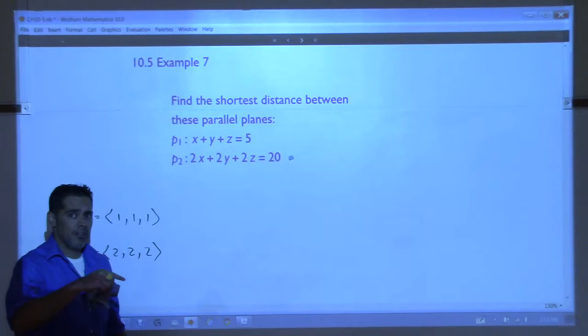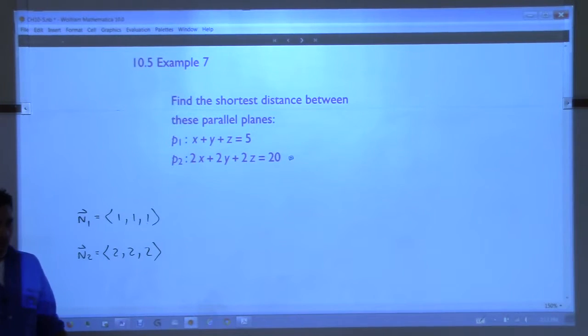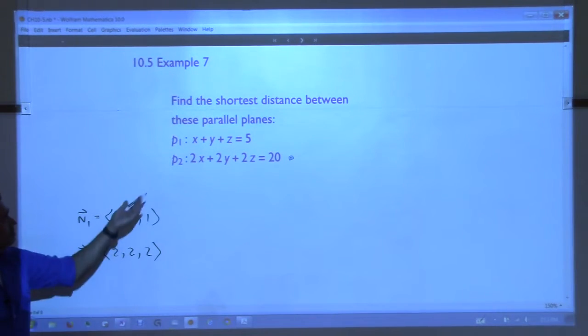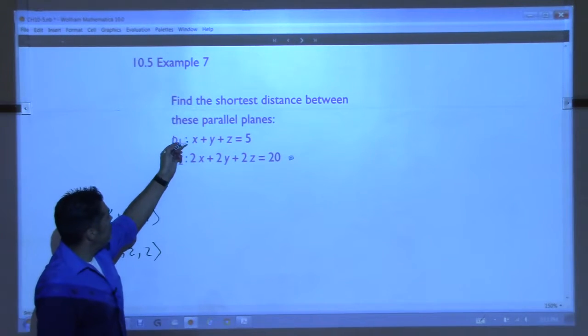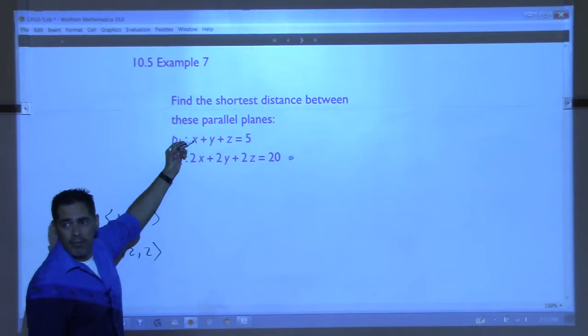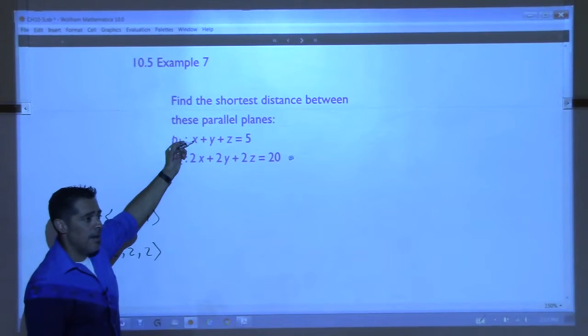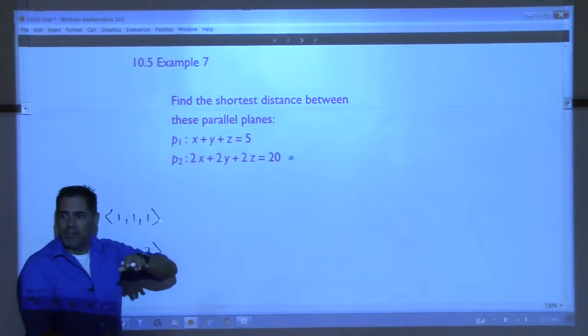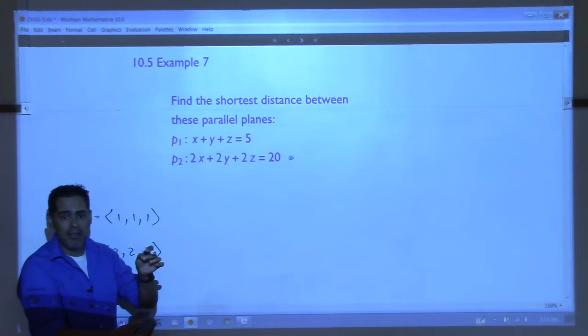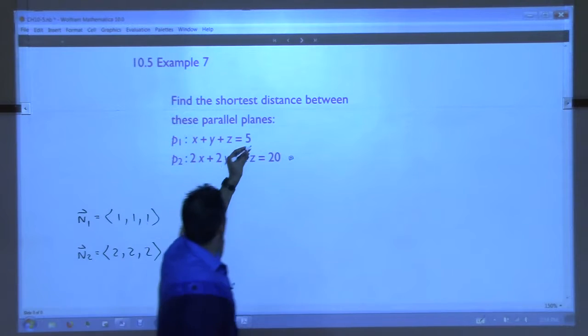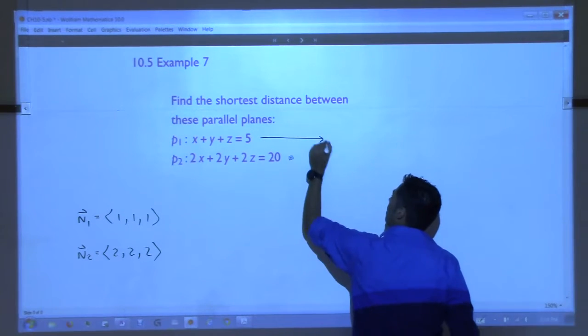We just learned how to find the shortest distance between a point and a plane, right? So select a point from one of the planes. Just find any point you want on this plane, and that will be a point. Then use the other plane as the plane from the previous problems, and then you have a point and a plane. So from this one, let's grab a point off of this.